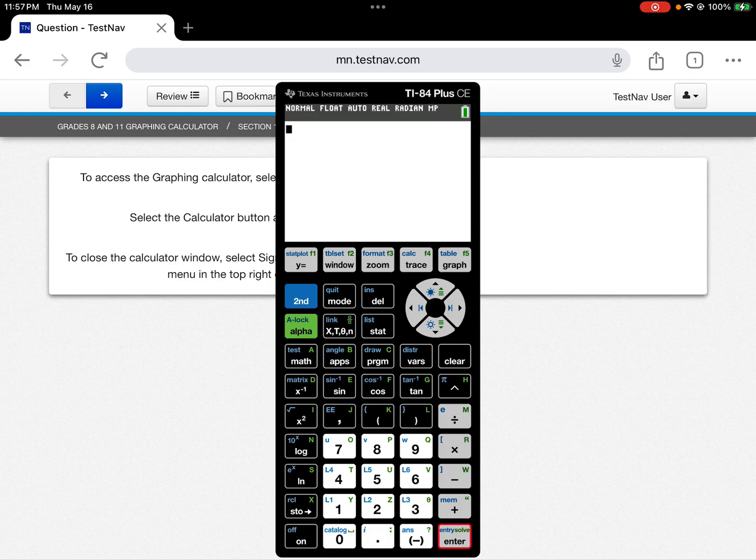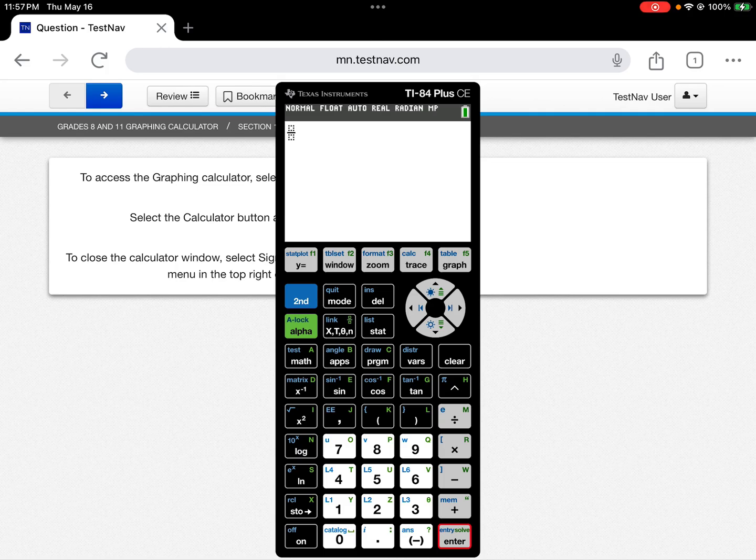I want to start off with a fraction, and to get the fraction, the shortcut is alpha, hit that green button, and then y equals. That's that top left white button there. And you see my first option is n over d, that's numerator over denominator, and it gives me a nice fill-in-the-box fraction there. Okay, and it's also going to give my answer in fraction form, so that's nice.